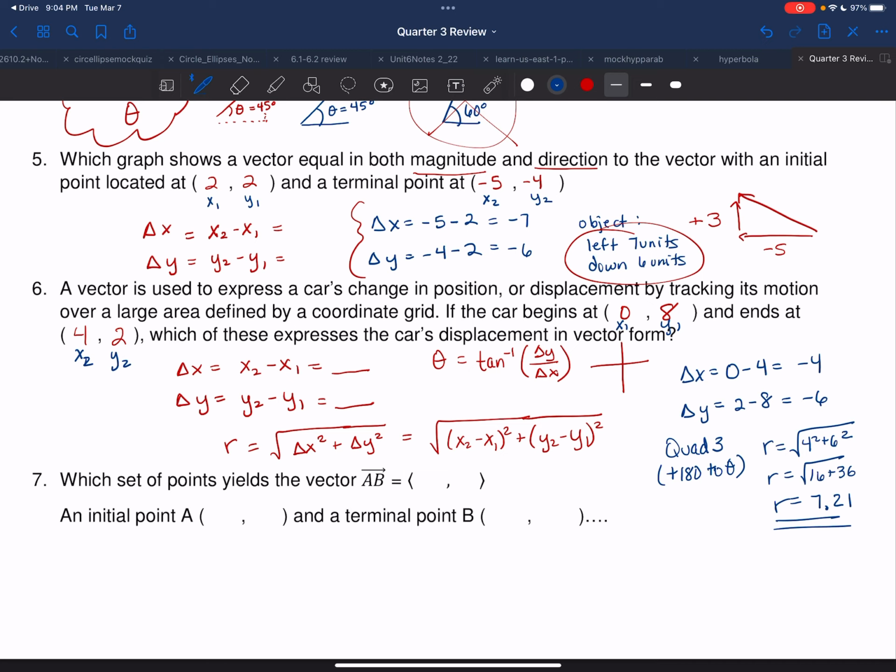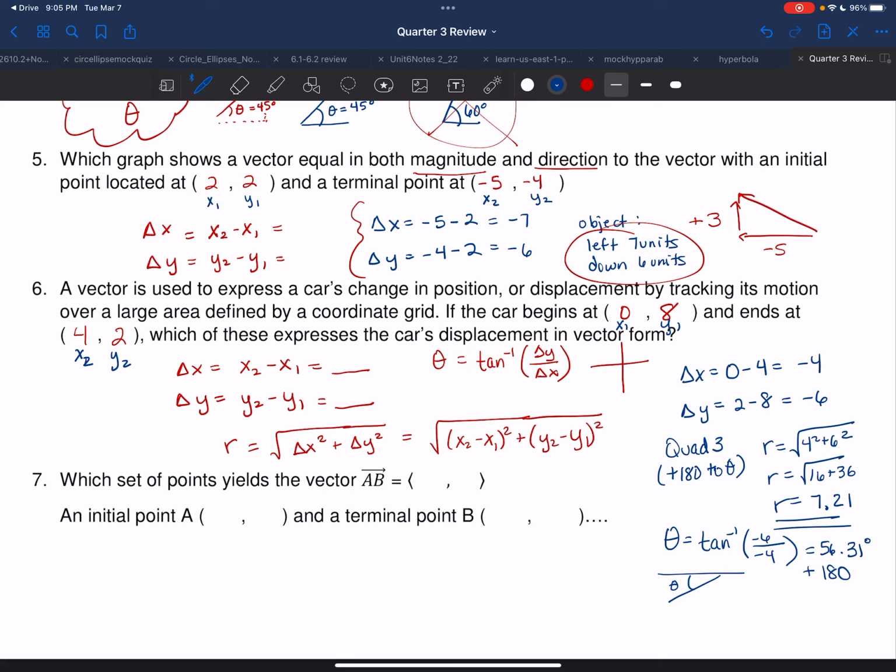So that's my r, and then my theta, and I'm just going to keep going on this sheet here. My theta is going to be the inverse tangent of my y value, which is negative 6 over negative 4. Now those are going to cancel out, right? The negatives will. So the inverse tangent of 6 over 4 gives me 56.31 degrees. And that is that much from the negative x-axis. So I have to add 180 to that.